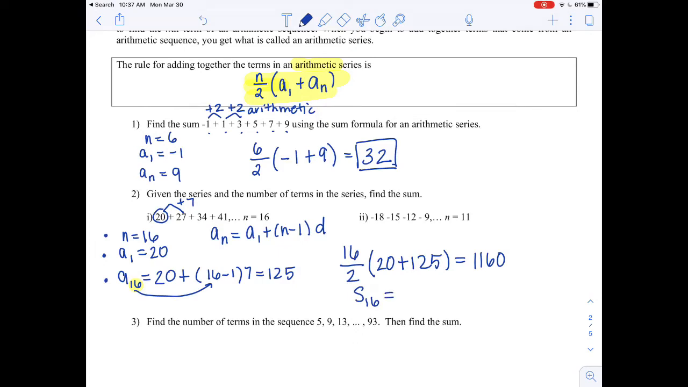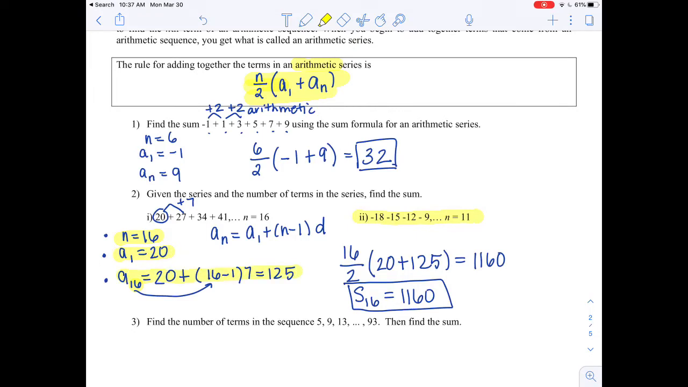Sometimes you'll see this, by the way, written as S sub 16, which means the sum of your first 16 terms came out to be 1160. Okay? So I would encourage you to go back and try this example on the worksheet just as another version of working through that problem and seeing, okay, what do I have to do?